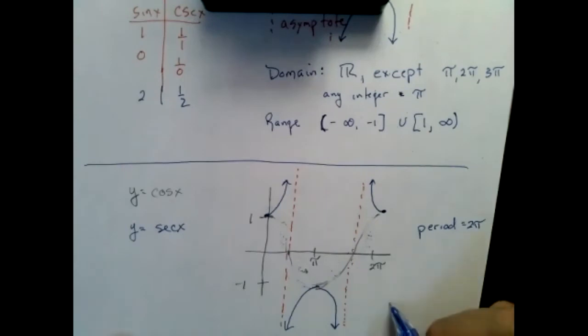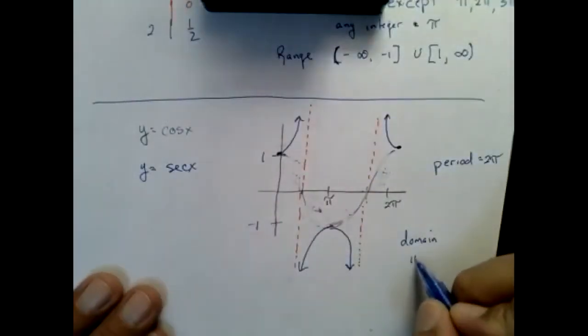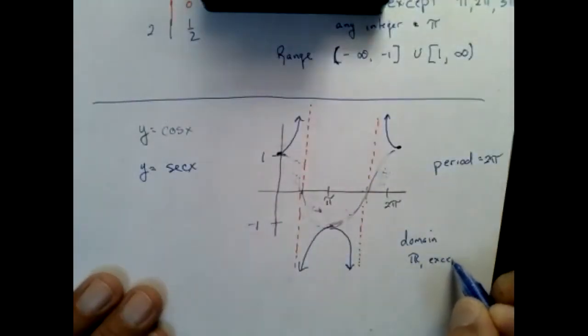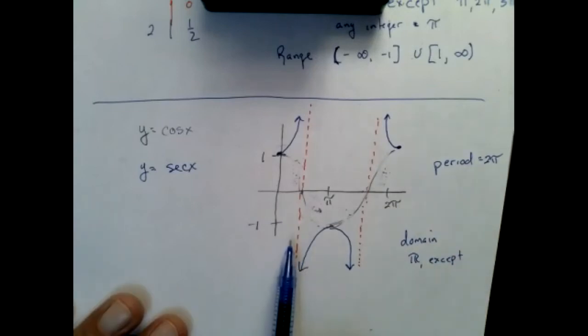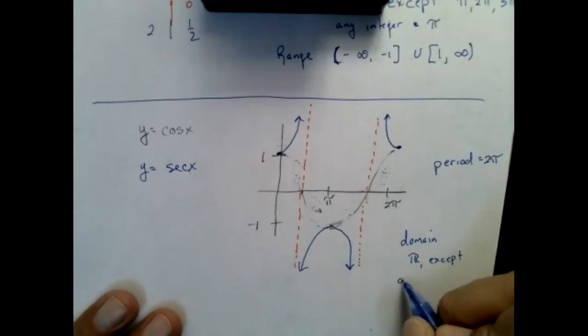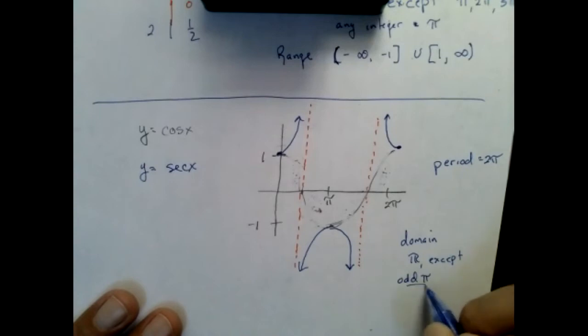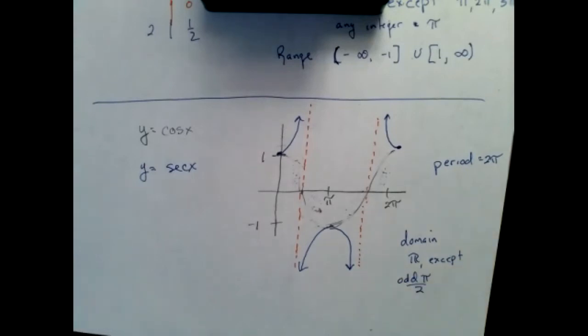Nice. Domain, that's the same as up above, except it was all real numbers except pi over 2, 3 pi over 2, something like odd pi over 2. You write it however you want. I don't care. It just shows your understanding. The domain is all numbers except pi over 2, 3 pi over 2. The next one would be 5 pi over 2, and so on.